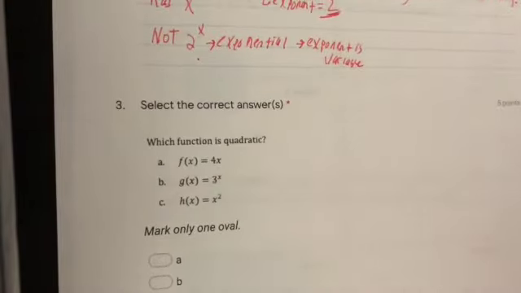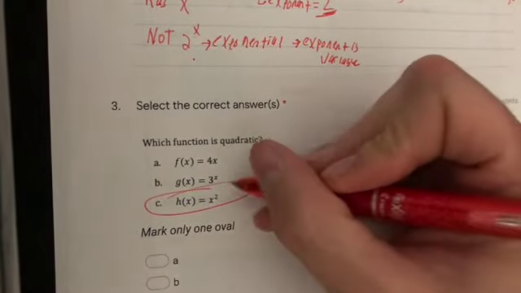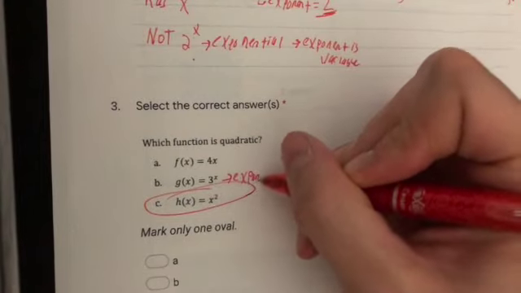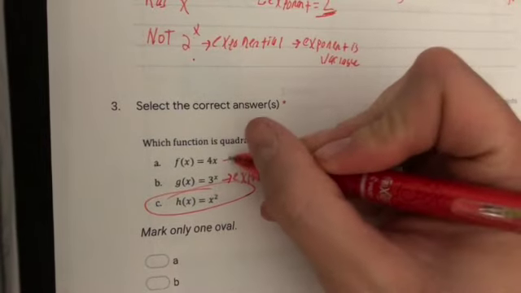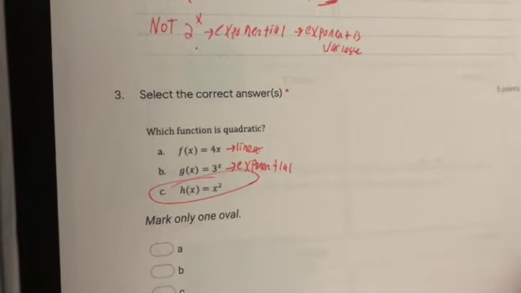Which function's quadratic? Well, it's the one where something's being squared. X squared. That 3 to the x is exponential. 4x is just linear. All right, so we should have gotten C for that one.